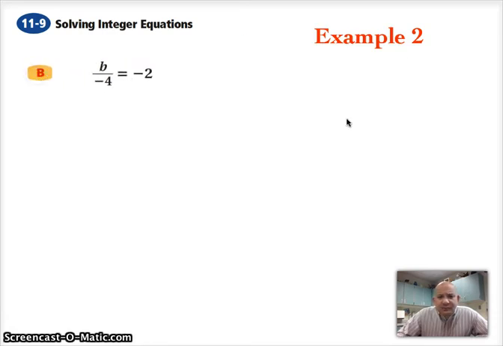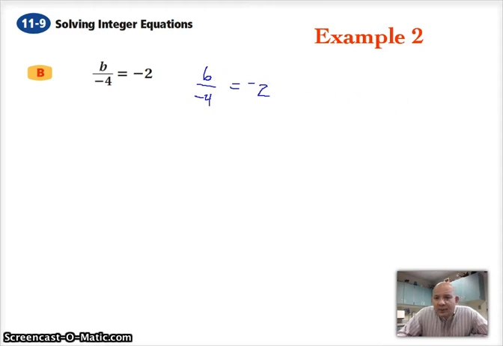This last example is b over negative 4 equals negative 2, or b divided by negative 4 equals negative 2. Isolate the variable again. How do we get rid of a divided by negative 4? Well, we multiply by negative 4. So let me rewrite the problem here. We have b divided by negative 4 equals negative 2.